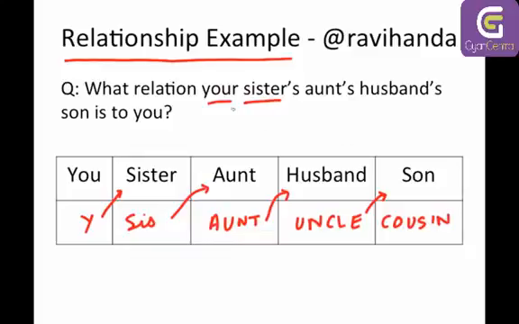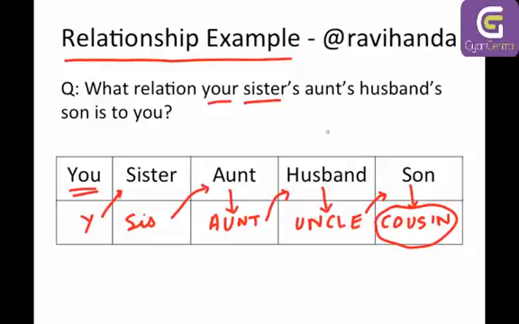As you can see, something as complicated as your sister's aunt's husband's son has become so simple, and this is a technique that you can use. Instead of directly trying to jump, just start from one of the values, which will typically be you, then your sister, then aunt, then your sister's aunt is your aunt, your aunt's husband is your uncle, your uncle's son is your cousin, and that will lead you to the correct answer. So this is a good way of doing this sort of questions.